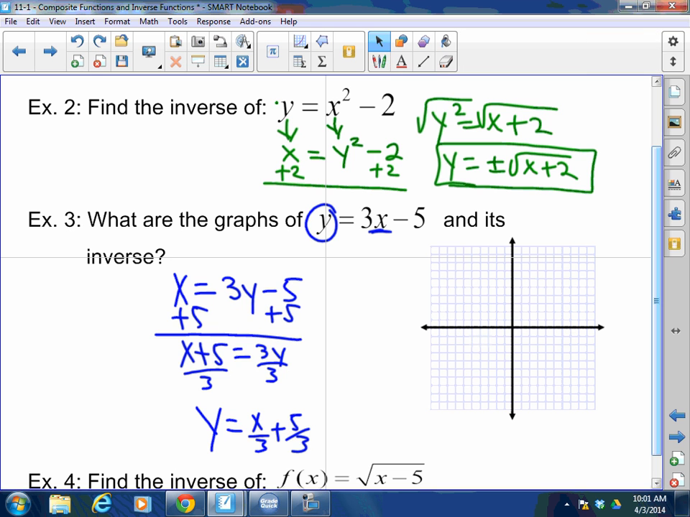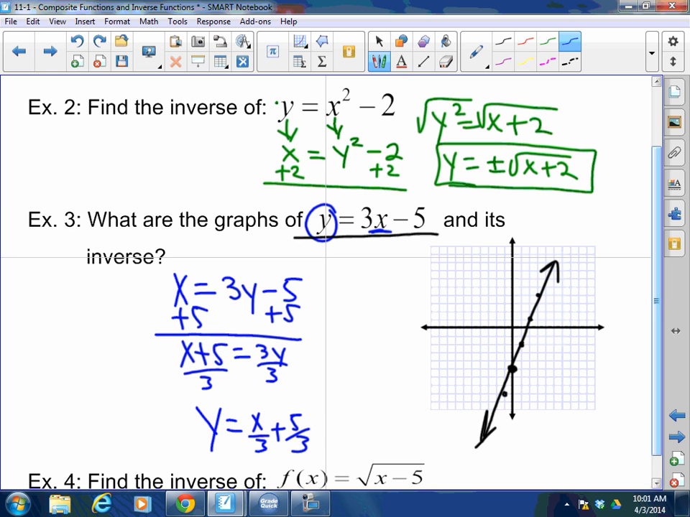They want us to graph both that and the inverse. So let's do it. Y equals mx plus b. So negative 5, 1, 2, 3, 4, 5. My slope is 3. So up 1, 2, 3 over 1. Up 3 over 1. Up 3 over 1. Down 3 over 1. That's my original line.